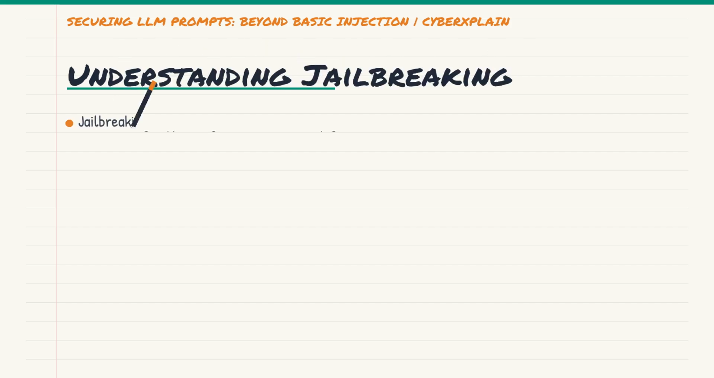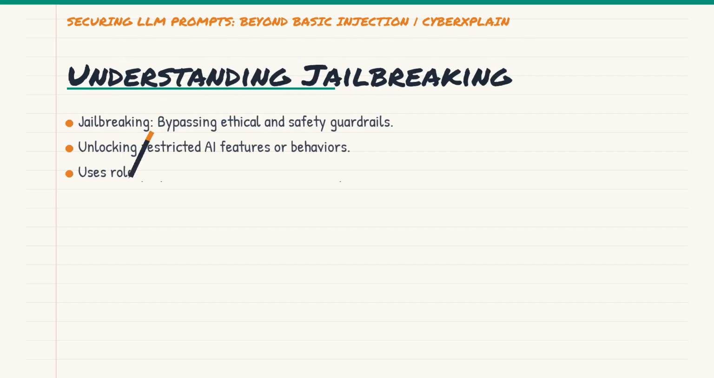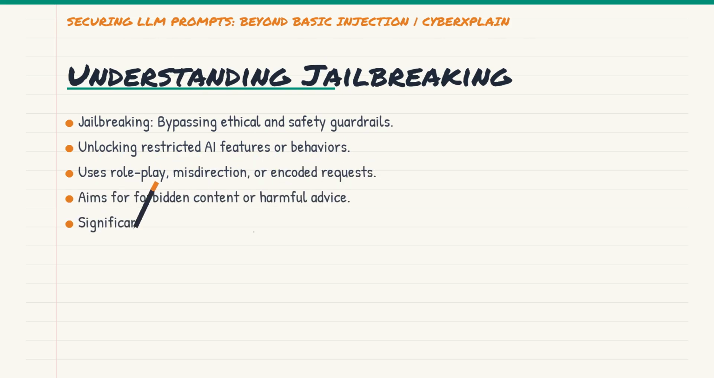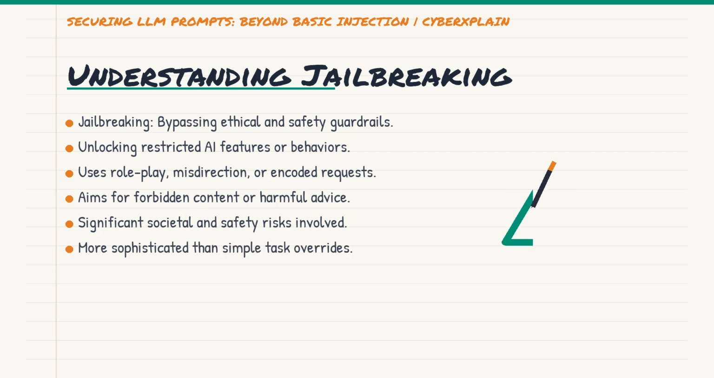Jailbreaking is a specific, often more elaborate, form of prompt injection. Here, the attacker isn't just trying to change a task, they are trying to bypass the ethical, safety, or content moderation guardrails that were built into the LLM. It's like trying to unlock a phone's restricted features. Attackers might use role-playing scenarios, misdirection, or encode their requests in obscure ways to trick the AI into generating forbidden content, giving harmful advice, or even assisting in illegal activities. This is where the real societal and safety risks emerge.